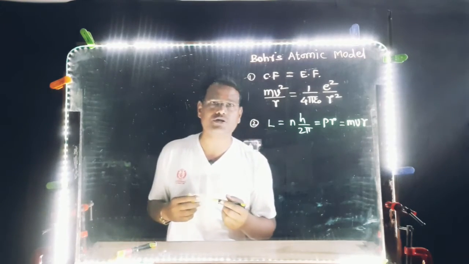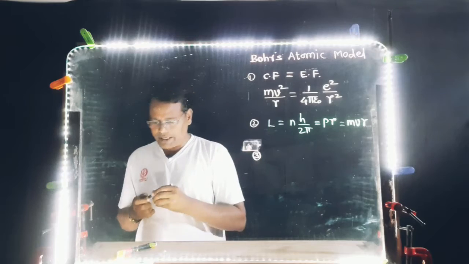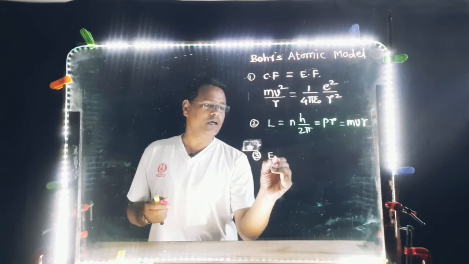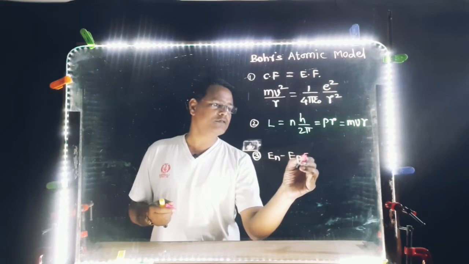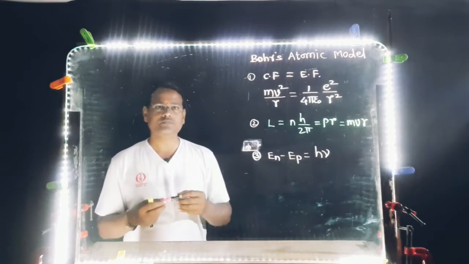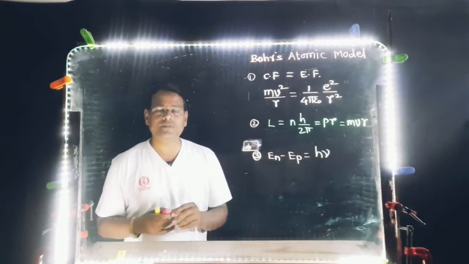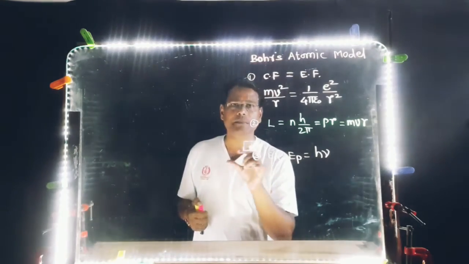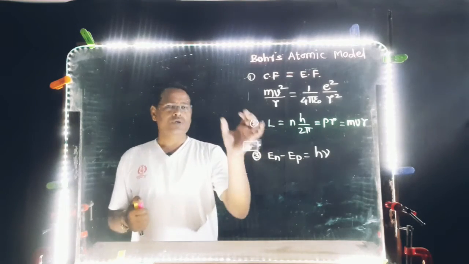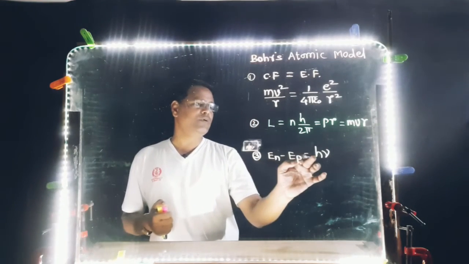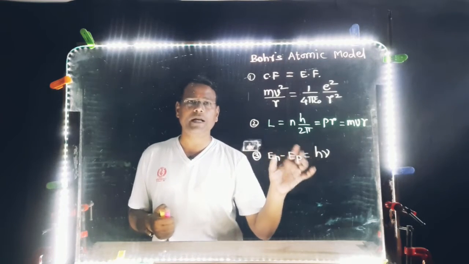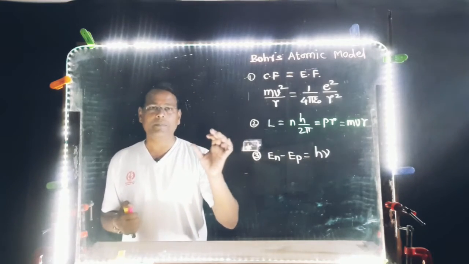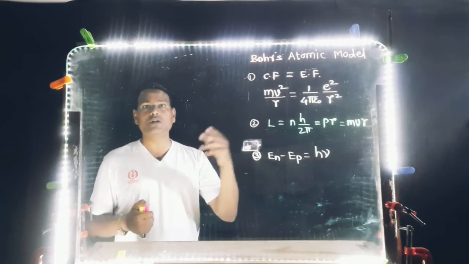And what is the amount, the magnitude of that energy? He gave the magnitude of that energy as En minus Ep is equal to h into nu, where En is the energy of the electron in the nth outer orbit and Ep is the energy of the electron in the pth inner orbit. So the difference between energies is equal to h nu, which is given by Planck's quantum theory, that energy is equal to h into nu. So this is the mathematical part of Bohr's third postulate.